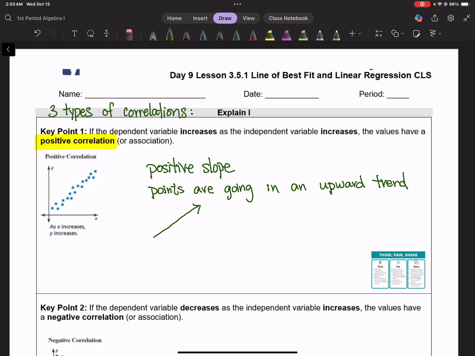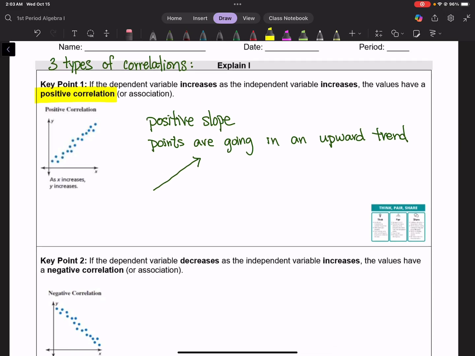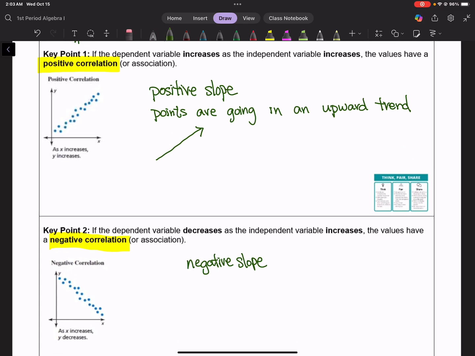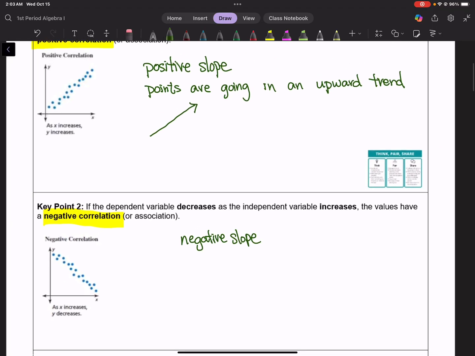Now, the second type of correlation would be, if you have a positive, you've got to have a negative correlation. Again, a negative correlation, just like the word says, it has a negative slope. Again, if you're looking at the dots on the graph, the picture is right here. The dots are going down. If you were to draw a line through all of those points, the points are going in a downward trend.